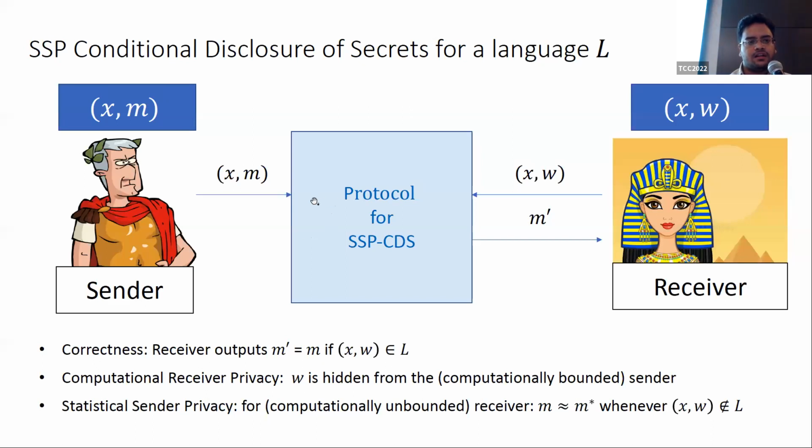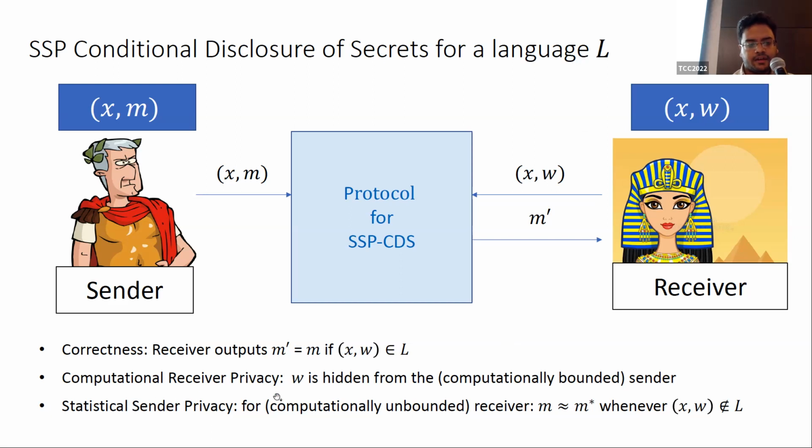So what is an SSP CDS? In an SSP conditional disclosure of secrets for a language L, the sender has an NP statement X and a private message M, and the receiver has an NP statement X and a witness W. So in the protocol, the sender sends X comma M, the receiver sends X comma W, and the protocol sends M prime to the receiver. Correctness says that M prime should be M if X and W is in the language. And the CDS protocol should satisfy computational receiver privacy. That is, the witness W is hidden from the computationally bounded sender.